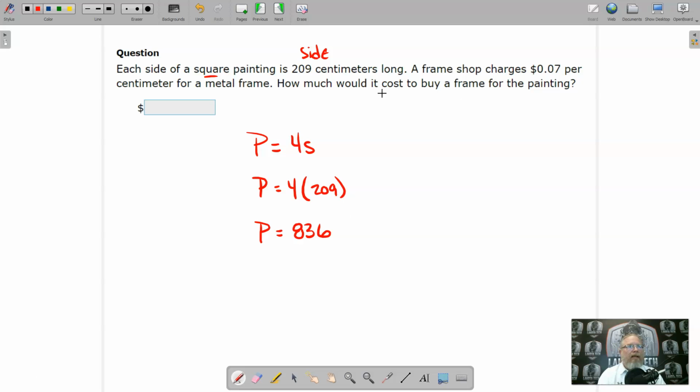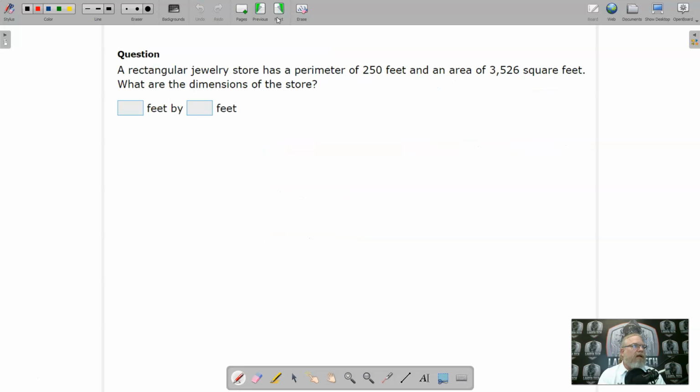Now, that is for centimeters. And now they charge 7 cents per centimeter. So I need to take 0.07, multiply that times 836 to see what that's going to give me. And I guess that's dollars, so I'll throw a dollar sign on there. 0.07, going to multiply that times 836, and that is going to give me $58.52. So we'll go ahead and put that in for our answer, 58.52.